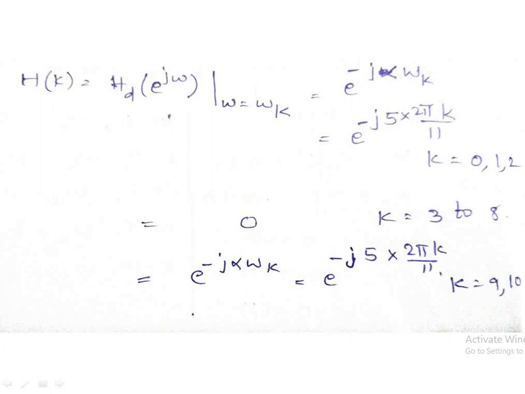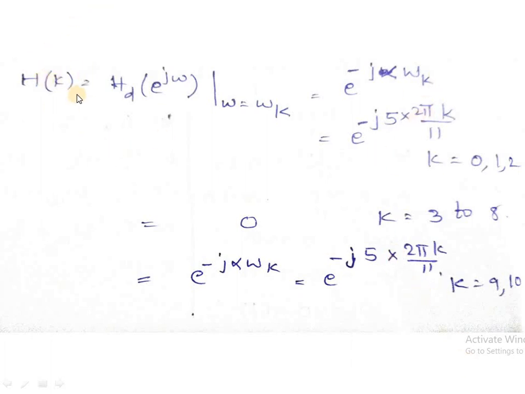Now h of k can be defined simply as a sampled version of Hd of e power j omega, which can be written as e power minus j alpha omega k. This is the ideal way of representing your h of k with respect to the ideal frequency response, and in this case alpha is 5 and omega k was identified as 2 pi k by n, which is 2 pi into k by 11, where k takes all the values from 0 to 10. For k equal to 3 to 8, we have already identified that it is equal to 0, and for 9 and 10, once again it is e power minus j alpha omega k, which can be written as the same expression here.